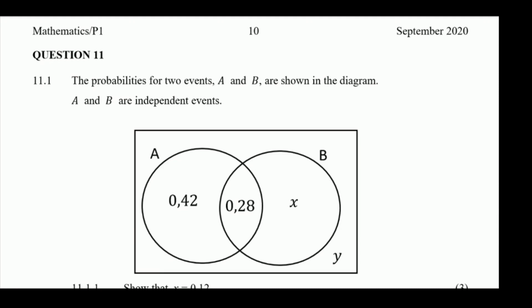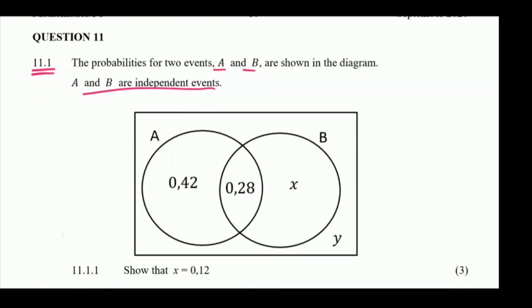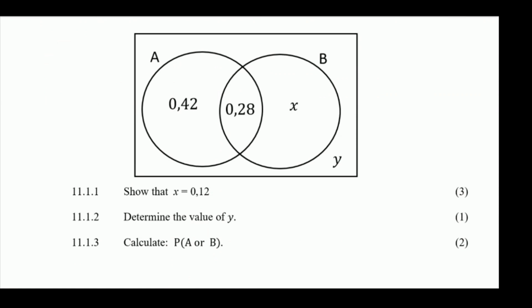So now we are going to do question 11. 11.1 says that the probabilities of two events A and B are shown in the diagram. A and B are independent events. So we are given an event diagram and all the probabilities are shown. So now 11.1.1, we are asked to show that x is equal to 0.12.